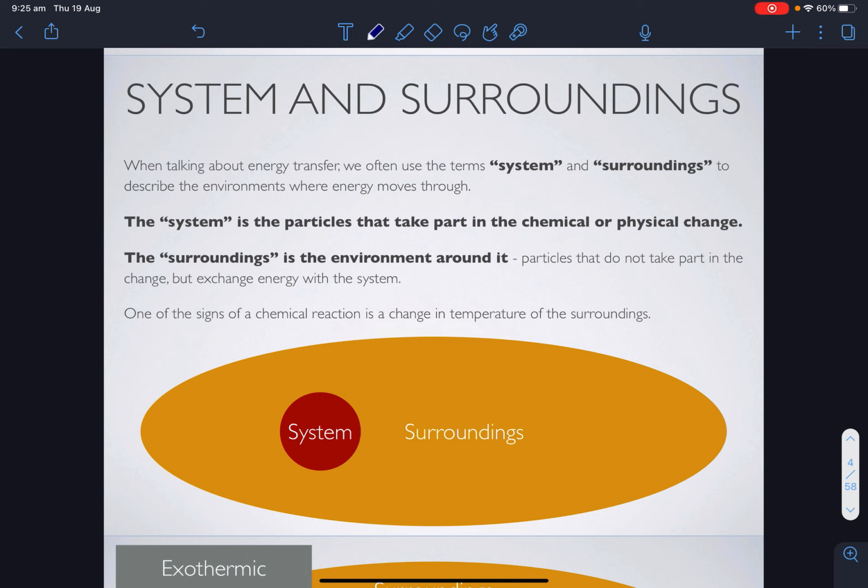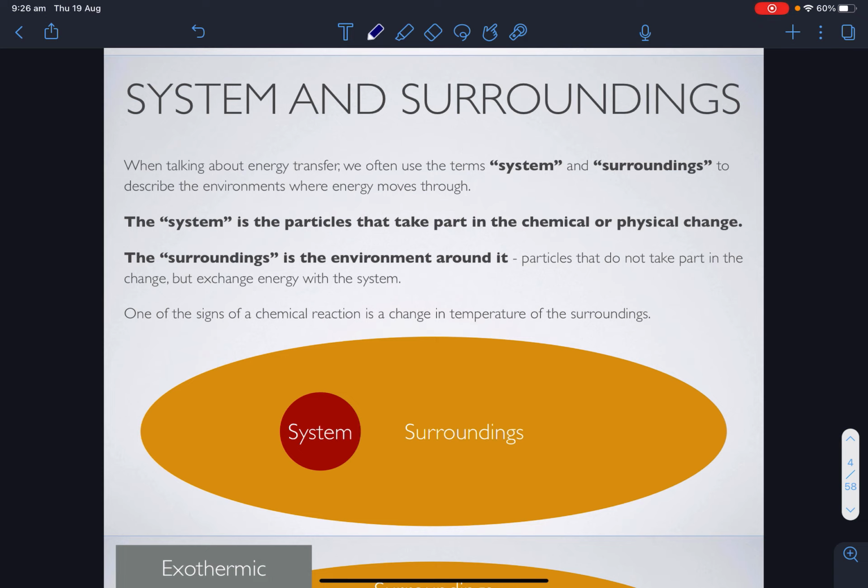Okay, when we talk about energy transfers, we use the terms system and surroundings to describe the environment and where the reaction happens, okay? So the system, when we're talking chemistry, is the particles that take place in the chemical or the physical change, okay? So the actual particles that are undergoing rearrangement of bonds, or the particles that are moving apart from each other and doing funny things to do physical changes. Okay, the surroundings is just the environment around it. So anything right next to it, another molecule, all the way out to half a meter away, 1 meter away. Okay, so it's very broad, the surroundings.